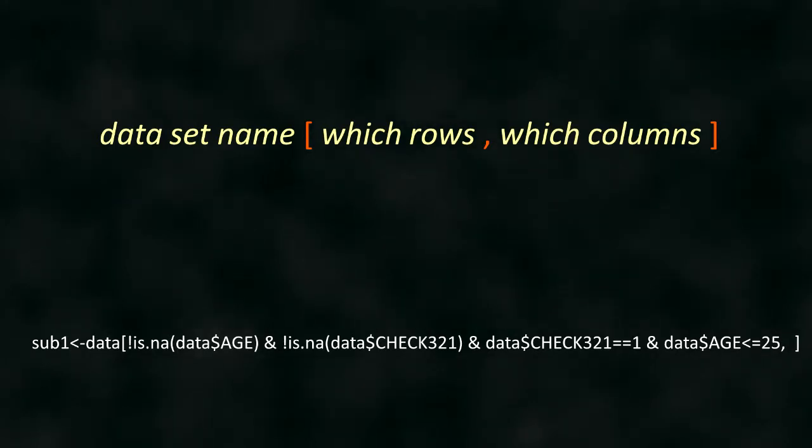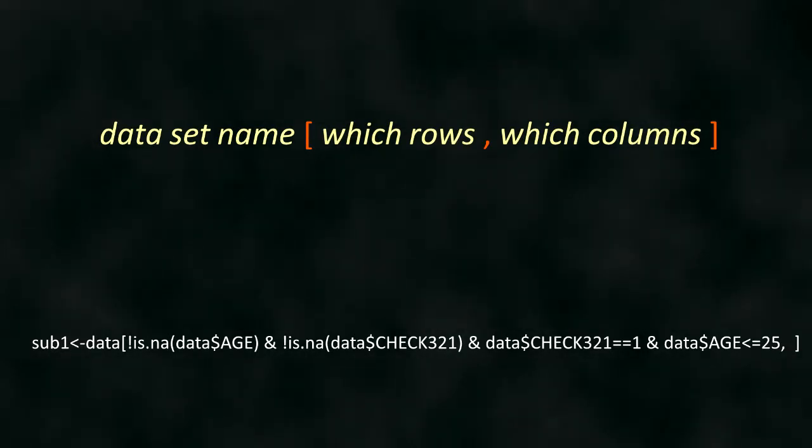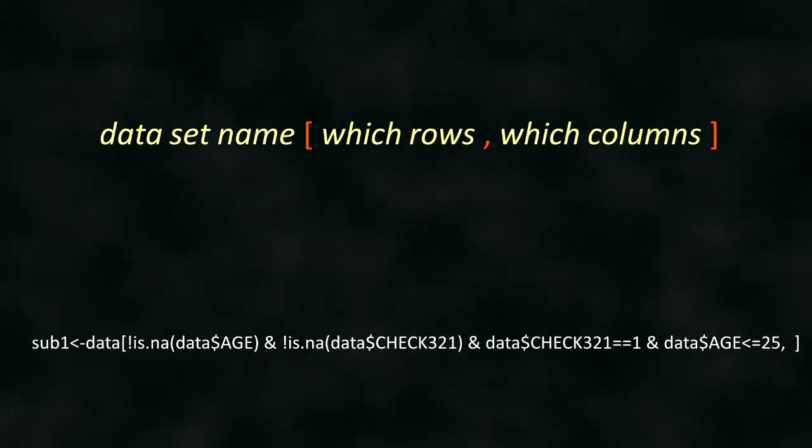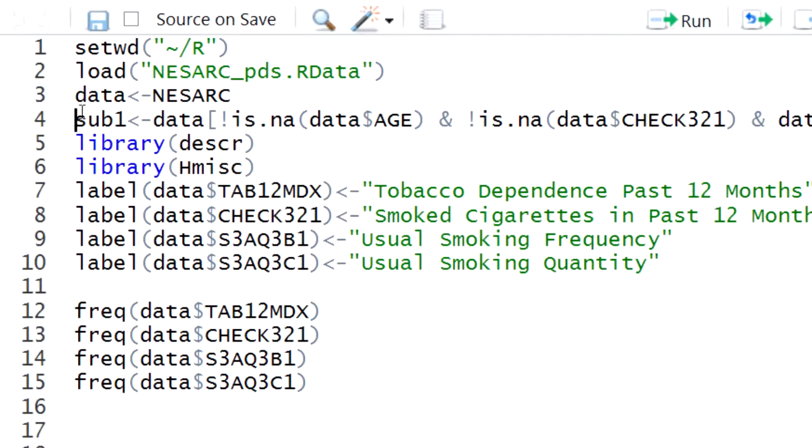We still want to include all the columns or variables, so we can leave a space after the comma and before the closing bracket. Even if you want to keep all the rows or all the columns from a dataset, you'll still need the comma so that R knows whether what you specified refers to rows or columns. Now save and run this line of code that creates the sub1 dataset.